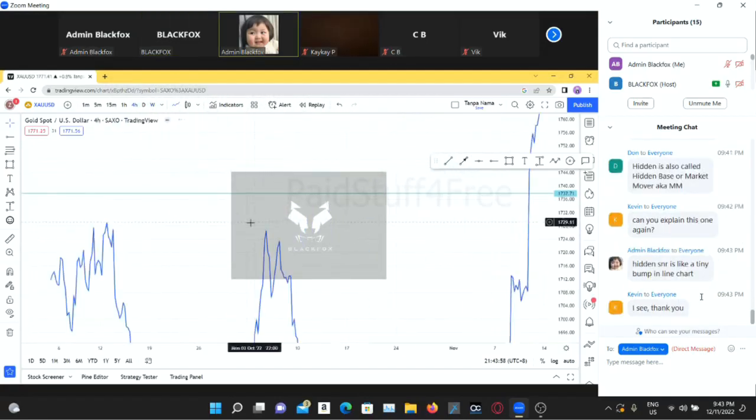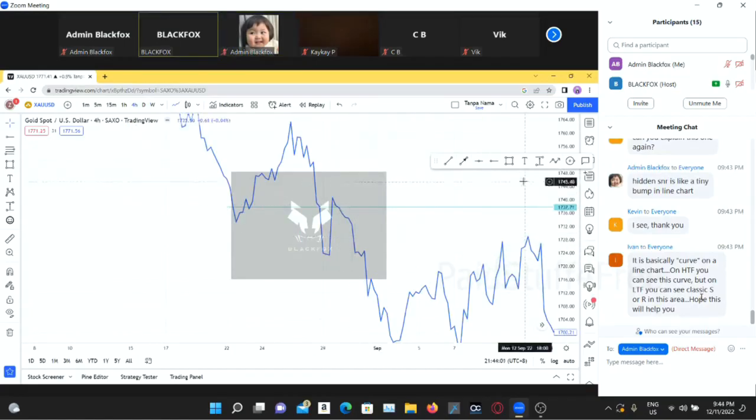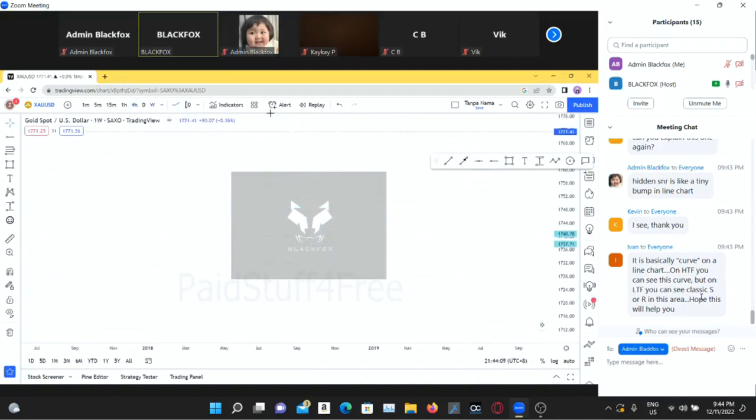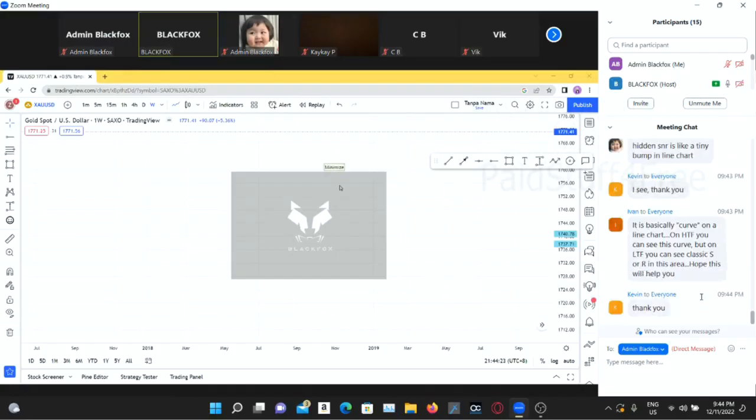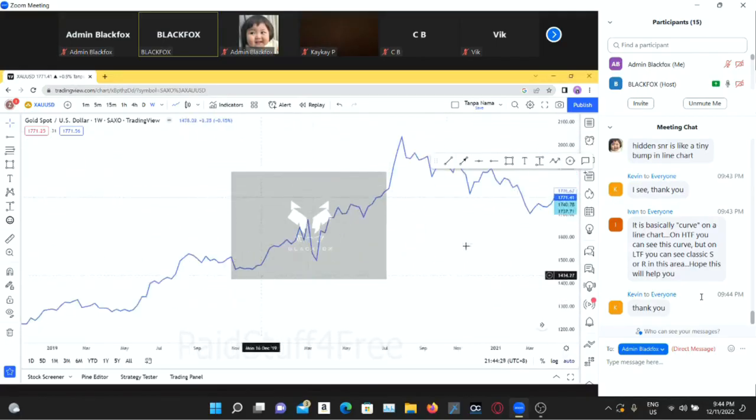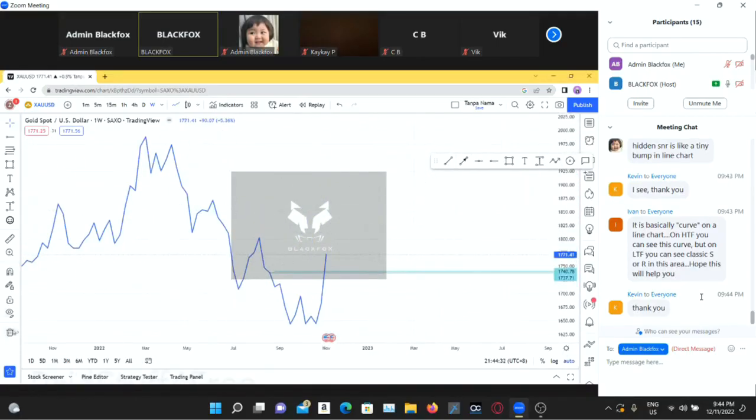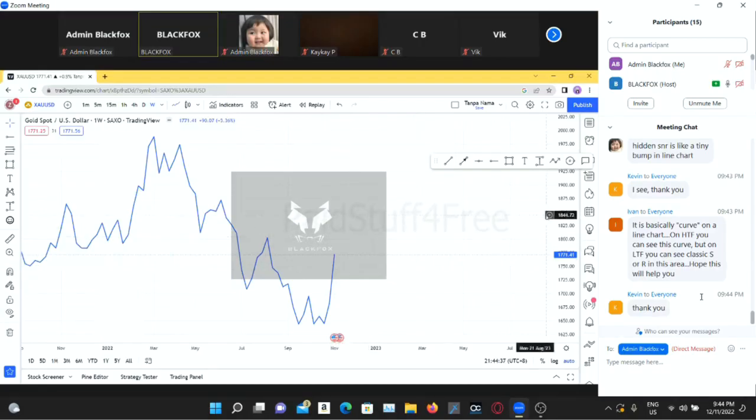Okay, so here have H4 resistance. So the hidden for weekly, okay, the hidden for weekly have SNR inside. Hidden SNR. Curve on the line chart. Yeah. Thank you, Ivan. So that it's hidden. So do you guys understand about key level selection already for storyline?